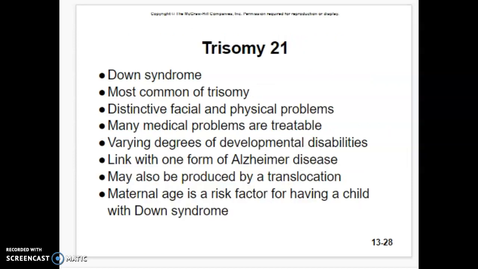Trisomy 21 is one you should be aware of. That's Down syndrome. It's the most common. This one's the most survivable. It turns out maternal age seems to be a risk factor for all of these trisomies. They do have some medical problems, but generally treatable. Their developmental disabilities can vary greatly. Some of them are very low functioning, and some of them do go to college, so they're not too bad off.